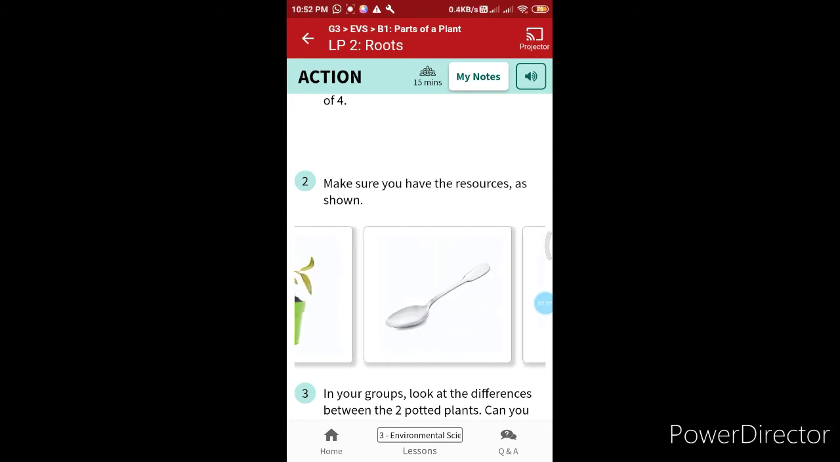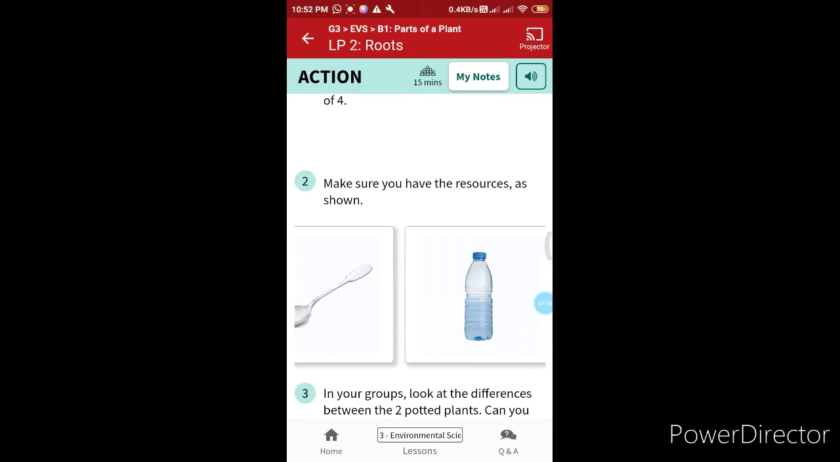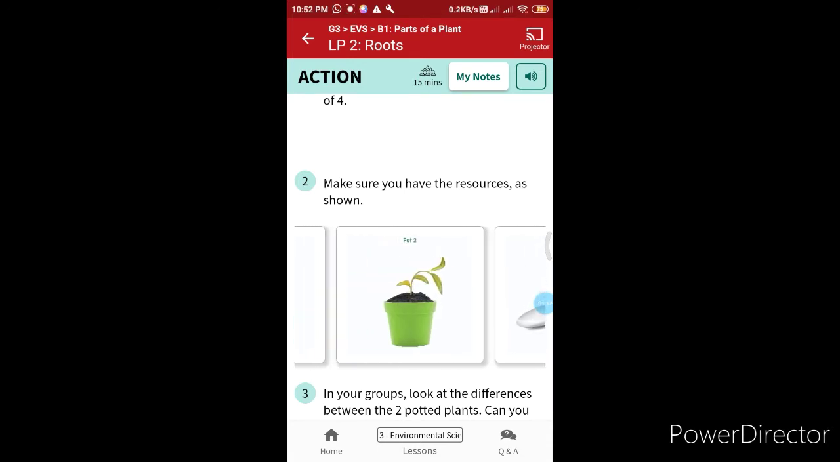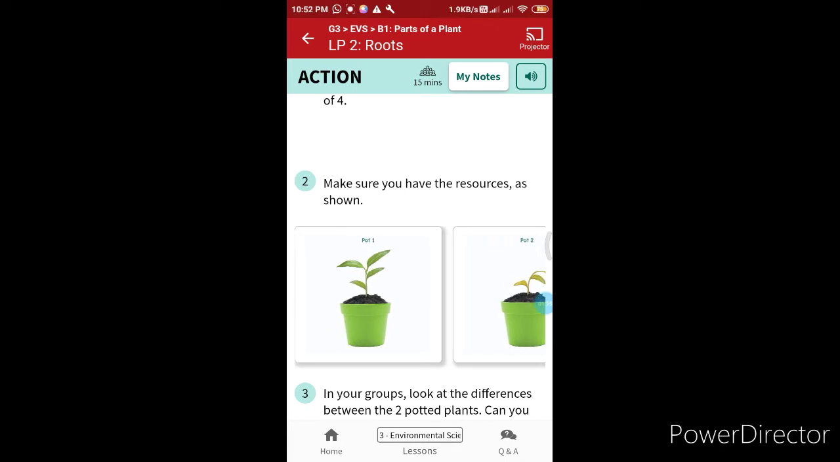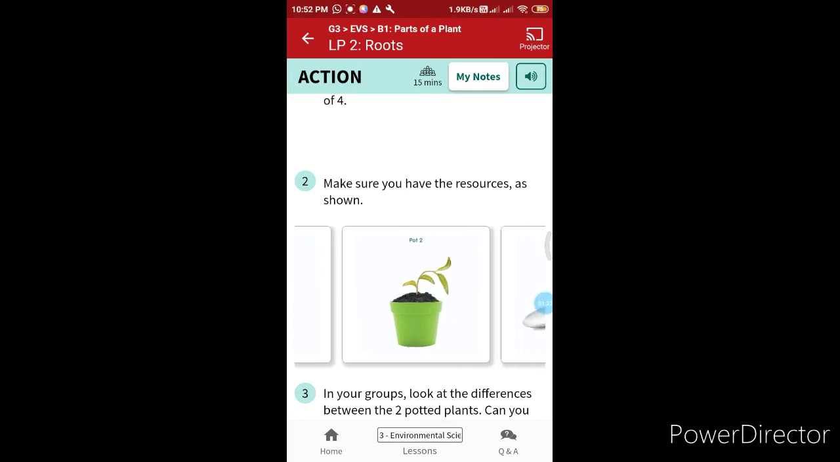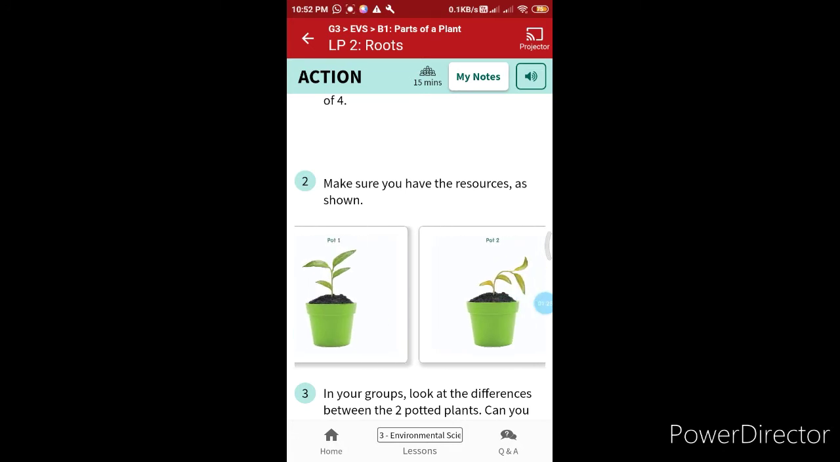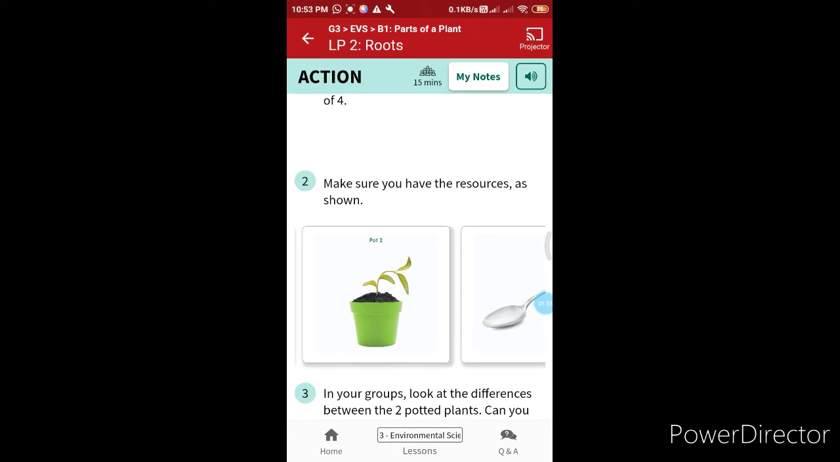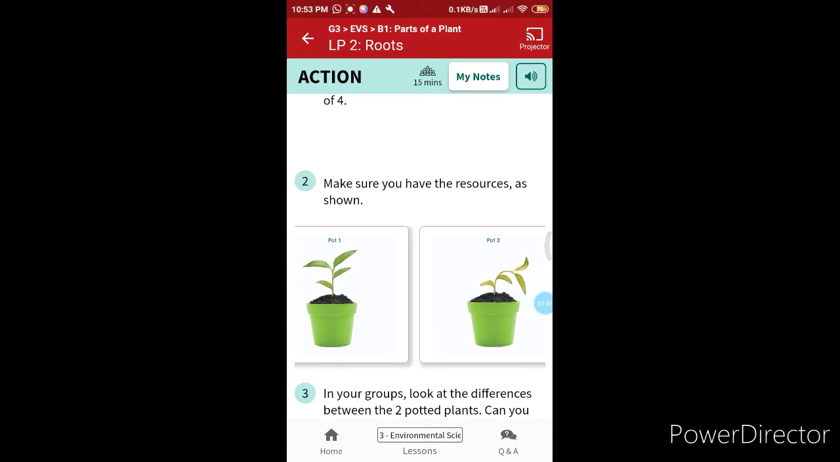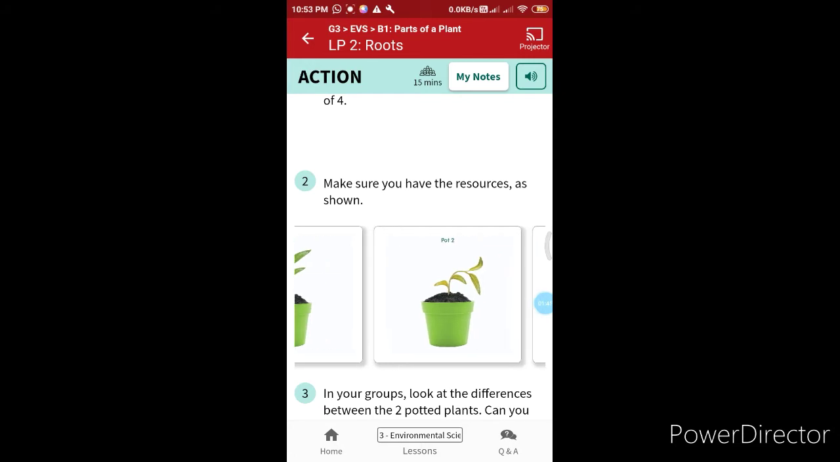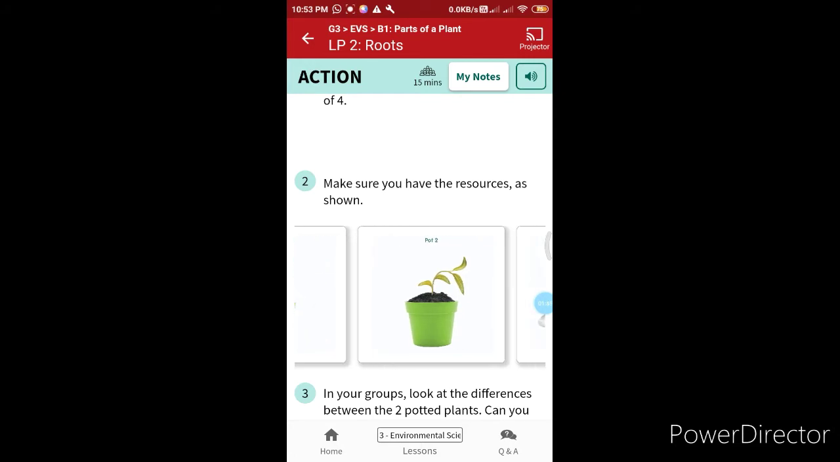Now take a steel spoon and a bottle of water. Nicely mix the soil in both the pots and give the same amount of water to both the plants. The only difference is that pot A plant has roots, and pot B plant does not have roots. After 1 week, try to pull out the plant from both the pots. Which pot's plant can you pull out?